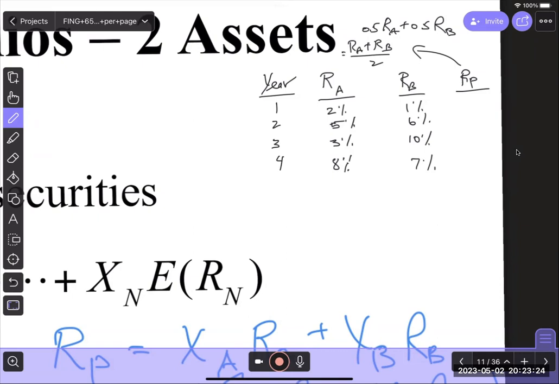Do you agree? So the average between 2 and 1 is 1.5. And between 5 and 6 is 5.5. And between 3 and 10 is 6.5. And between 8 and 7 is 7.5. That was easy enough. Okay. So now the question is, find the average of all of these. Use your calculator and get me the average of RA, the average of RB, and the average of RP, and I'll make my point.